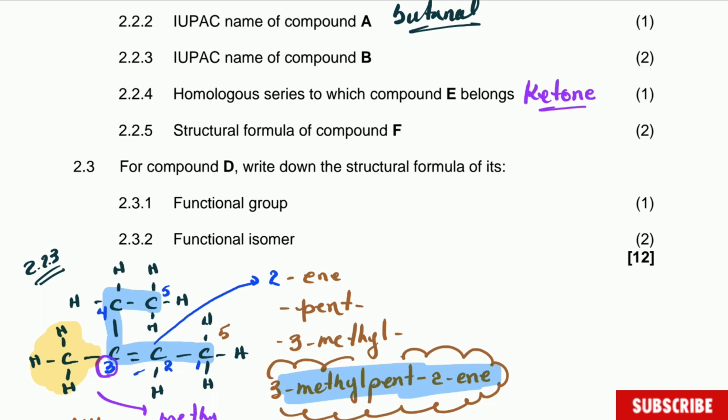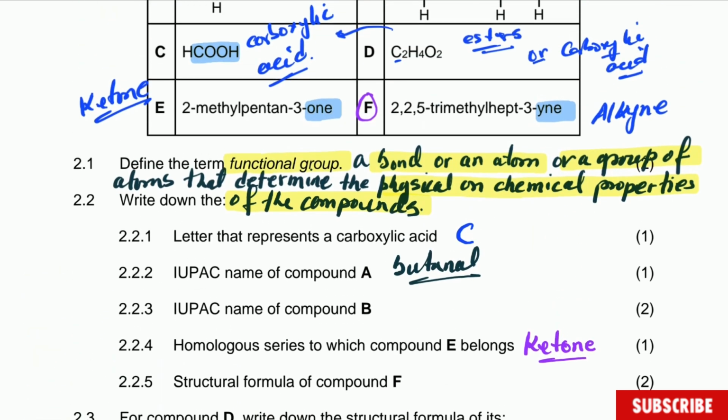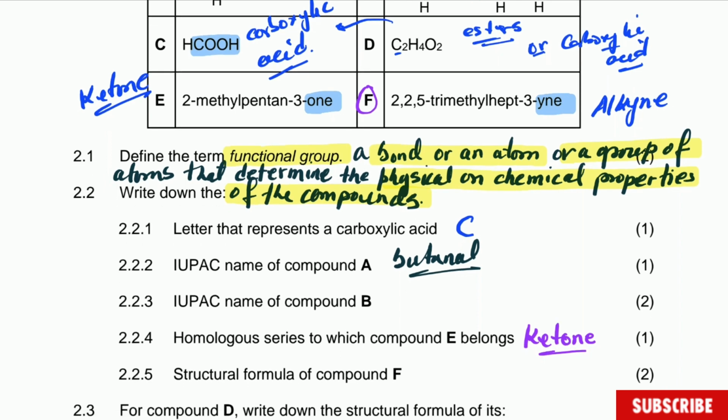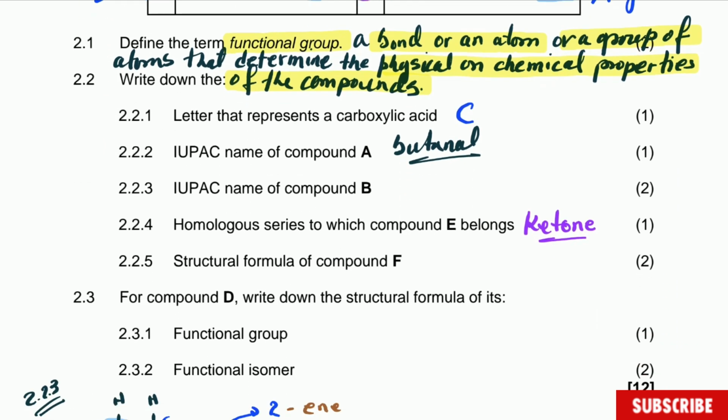Question 2.3, for compound D, write down the structural formula of each functional isomer. Now be careful with this one. Compound D is an ester. We said compound D is an ester. You have to write the functional group. For compound D, write down the structural formula of each functional group. There we go. Structural formula of the functional group.